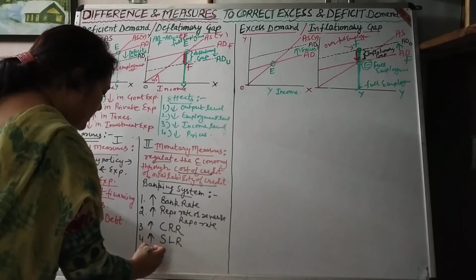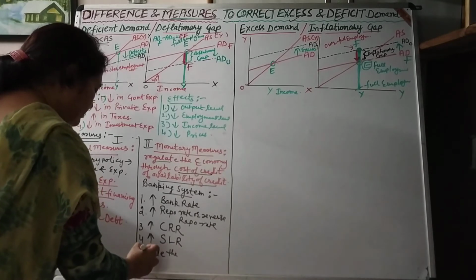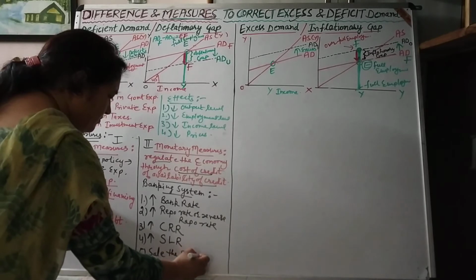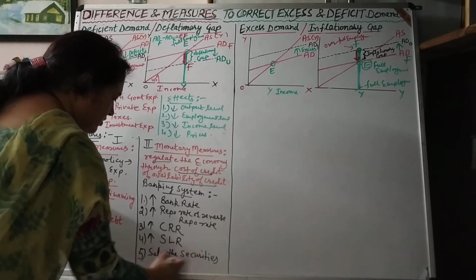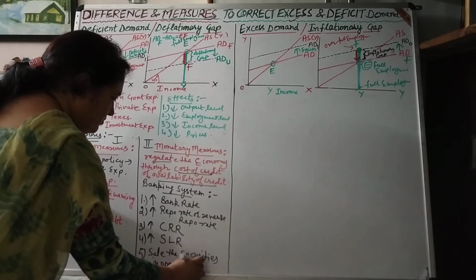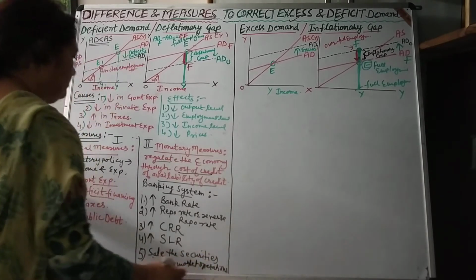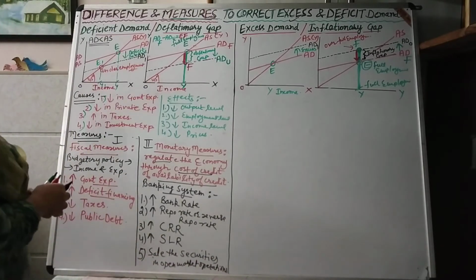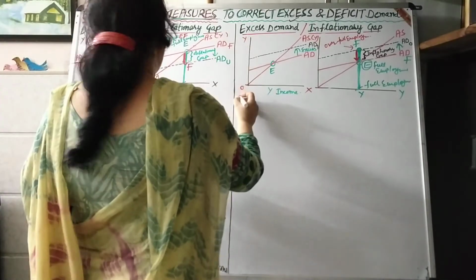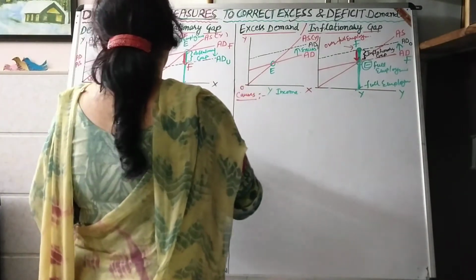Number 5, government should sell the securities in open market operations. So in this way, government can control the deficient demand from the economy. And let us see which are the causes of excess demand in the economy.